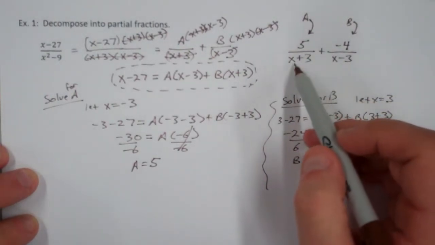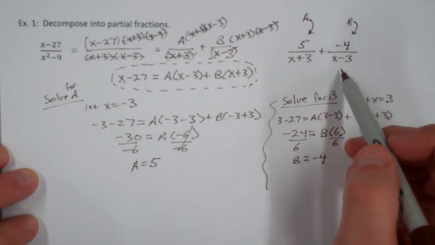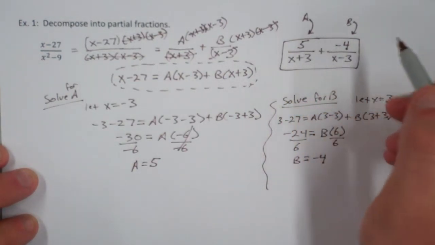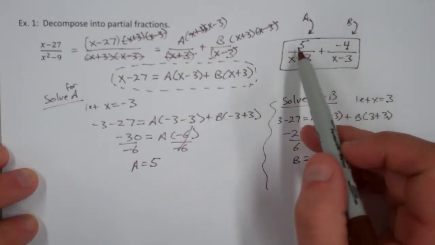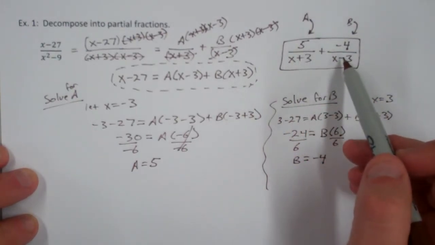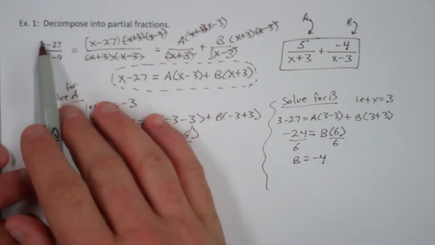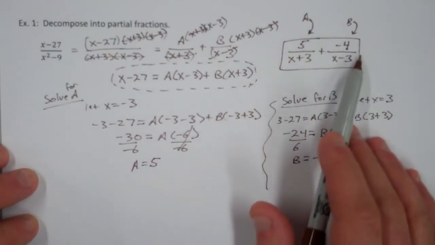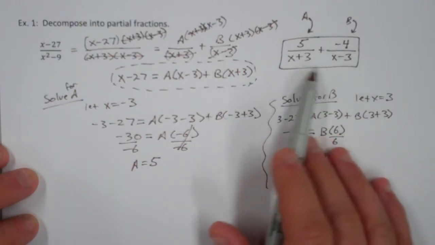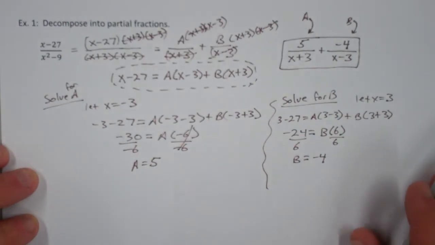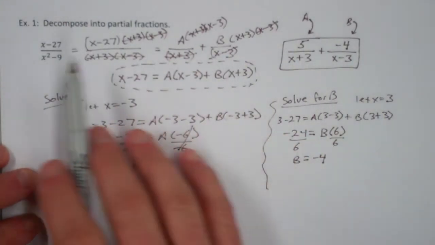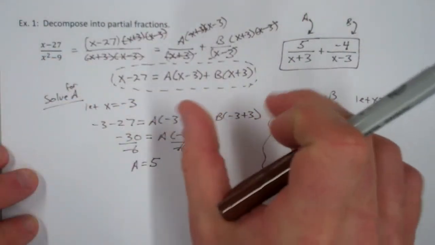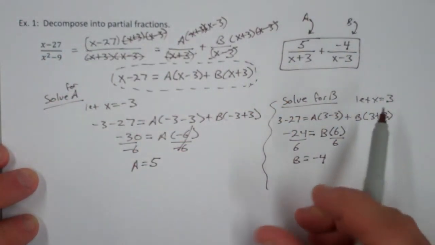If you choose to make this 5 over x plus 3 minus 4 over x minus 3, that's fine. But essentially what we're doing is just trying to find those values in the top and the bottom so that we can split this up. The original expression has the same value as this expression. You can try to add these fractions together and see if you get back to this one, and you should. They're equivalent expressions. We're just attempting to break up one fraction into two fractions, or partial fractions, I guess you could say.